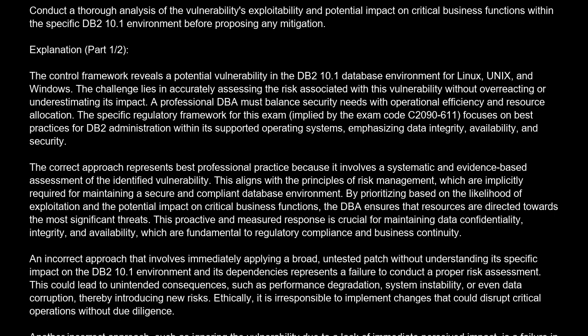An incorrect approach that involves immediately applying a broad, untested patch without understanding its specific impact on the DB2 environment and its dependencies represents a failure to conduct a proper risk assessment. This could lead to unintended consequences, such as performance degradation, system instability, or even data corruption, thereby introducing new risks. Ethically, it is irresponsible to implement changes that could disrupt critical operations without due diligence.